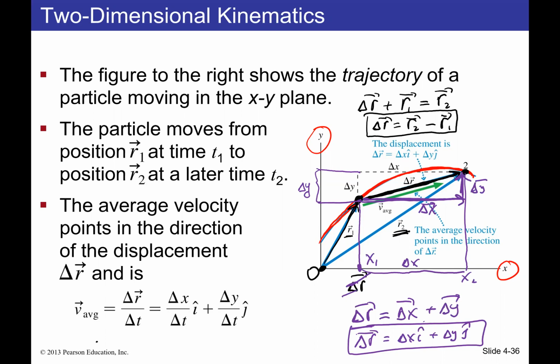What if we measure the time as the object goes from 1 to 2? Then I can take the delta r and divide by delta t, the time interval. What do we get? We get v average. Since delta r is the sum of delta x and delta y, I can say it's delta x over delta t i hat plus delta y over delta t j hat. That's what the v average technically represents.